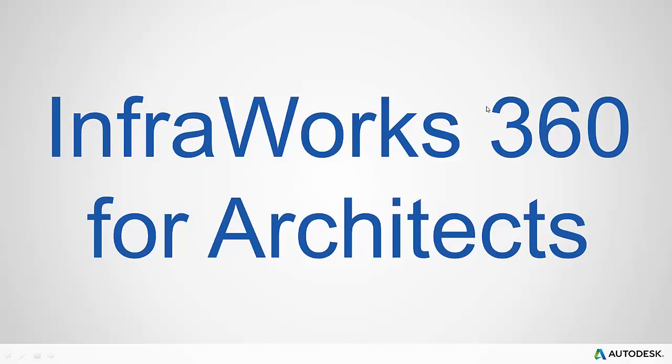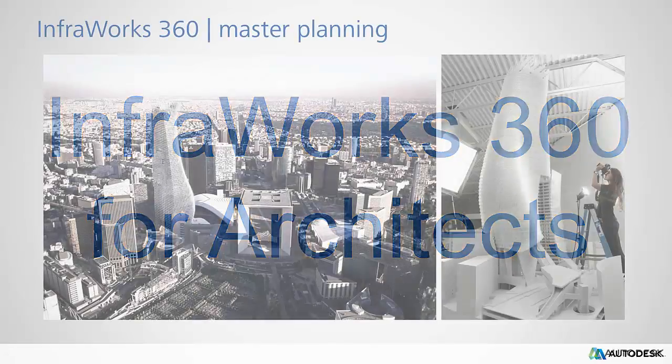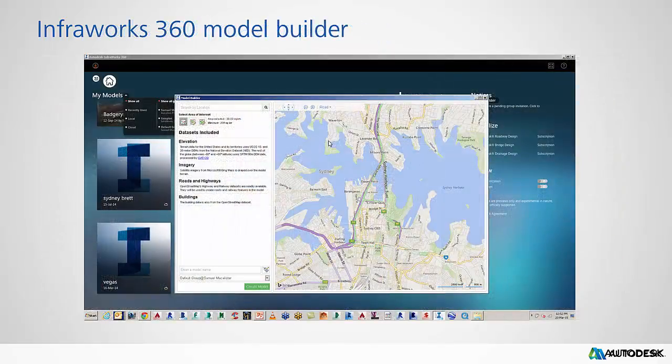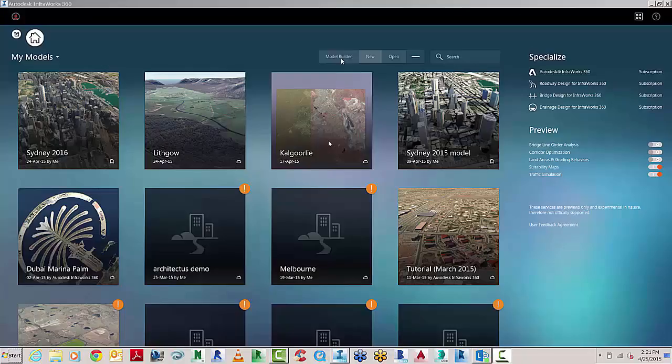Okay, finally, InfoWorks 360 for architects. So why do architects need this tool? Well, a lot of architects design public buildings and public spaces, and they need to communicate that to all the stakeholders, the communities, and the planners, what the impact of that design is going to be within the context of a city. So if we look at the 360 model builder here, we can use this tool when you start up InfoWorks 360 to actually capture site data to build up a city context.